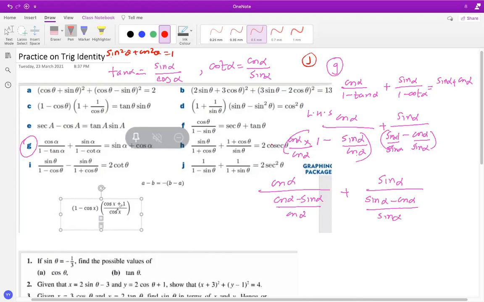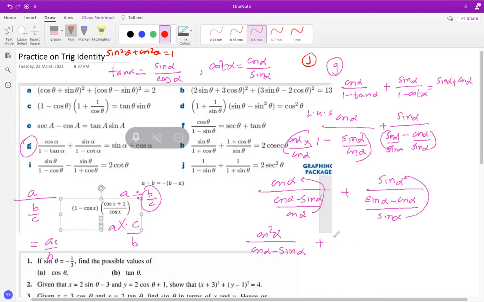Now, what you notice is that if you have a number divided by a fraction, like a divided by b over c, if you convert this into multiplication, it becomes a times c over b. So this flips, and the answer is ac over b. That's what is happening here. So this cos alpha goes up, and it becomes cos squared alpha over cos alpha minus sine alpha, plus, this part goes up and becomes sine squared alpha over sine alpha minus cos alpha.